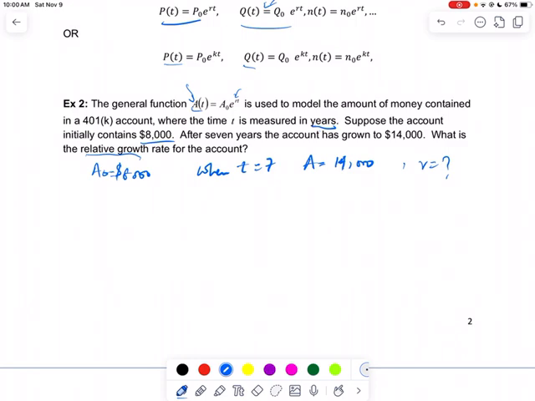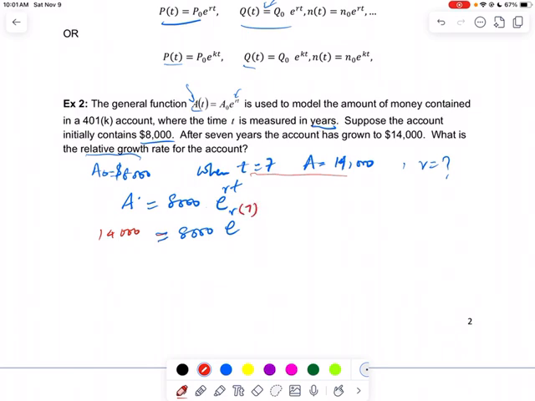Because we already know A naught, we can write our formula as A equal to 8,000, because that is the initial amount, times e to the RT. So our formula is reduced to something like this. Now I will use this information and plug in. For A, I will put 14,000. The 8,000 will remain as it is. e will be there. R will be there because that's what we want to find. But t will be replaced by 7.